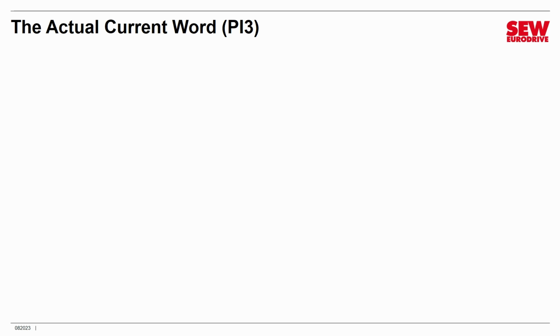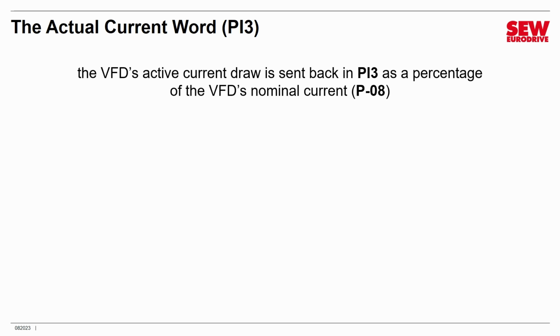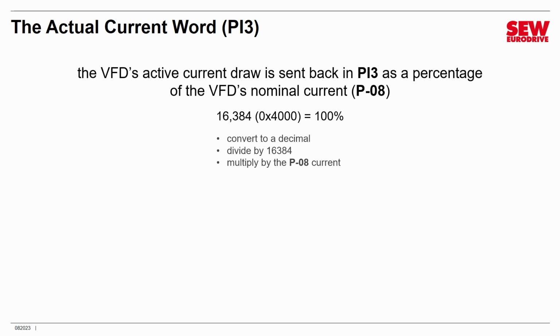And then finally, PI3 reports how many amperes the motor is drawing, so it gives you an idea what the current draw is, but it doesn't report it in actual amperes. It reports it as a percentage of the VFD's nominal current. That's the value in parameter 08. So if you want to know what it is in amperes, you'll have to convert it. 16,384 or hexadecimal 4000 equals 100%. So you convert the number to decimal, divide by 16,384 and multiply by the value in P08.